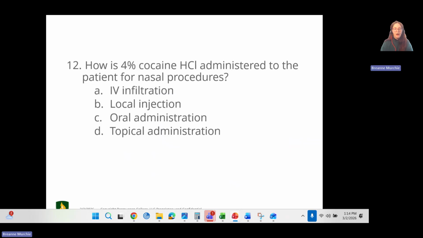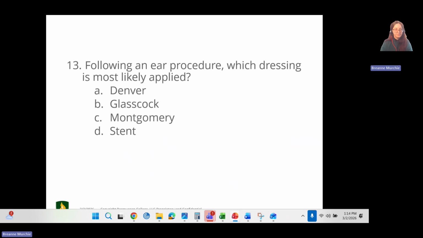Okay. Number 12, how is 4% cocaine HCl administered to the patient for nasal procedures? That is going to be via topical administration, usually with either 1/2 by 3 inch or 1 inch by 3 inch cottonoids. Usually it's 1/2 by 3, but at least 2 cottonoids each are going to be placed in the nostrils after they've been soaked in cocaine HCl.